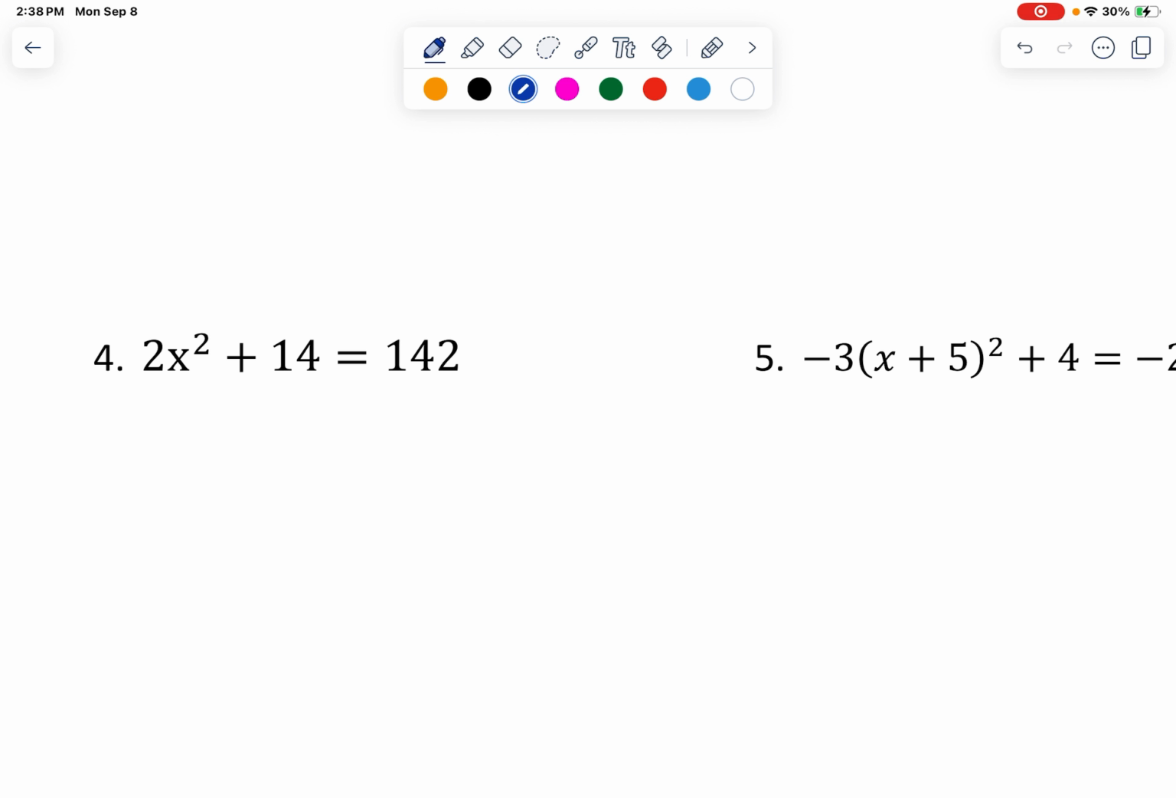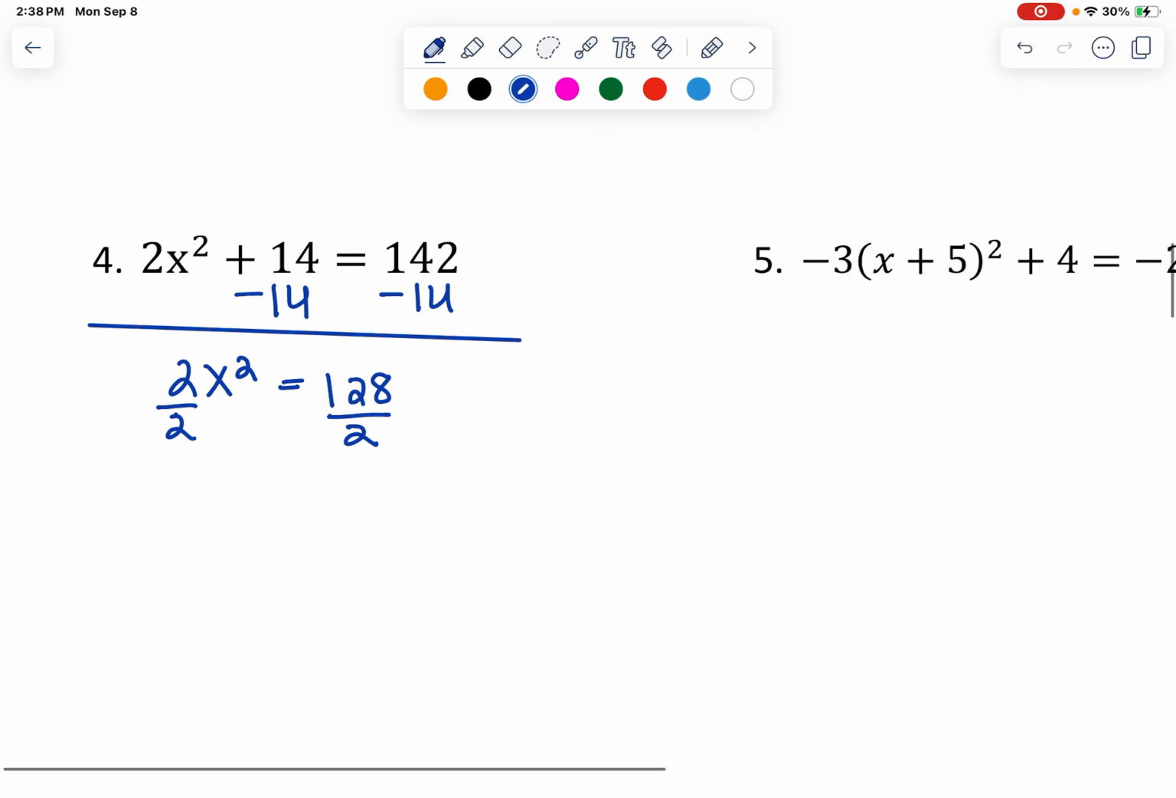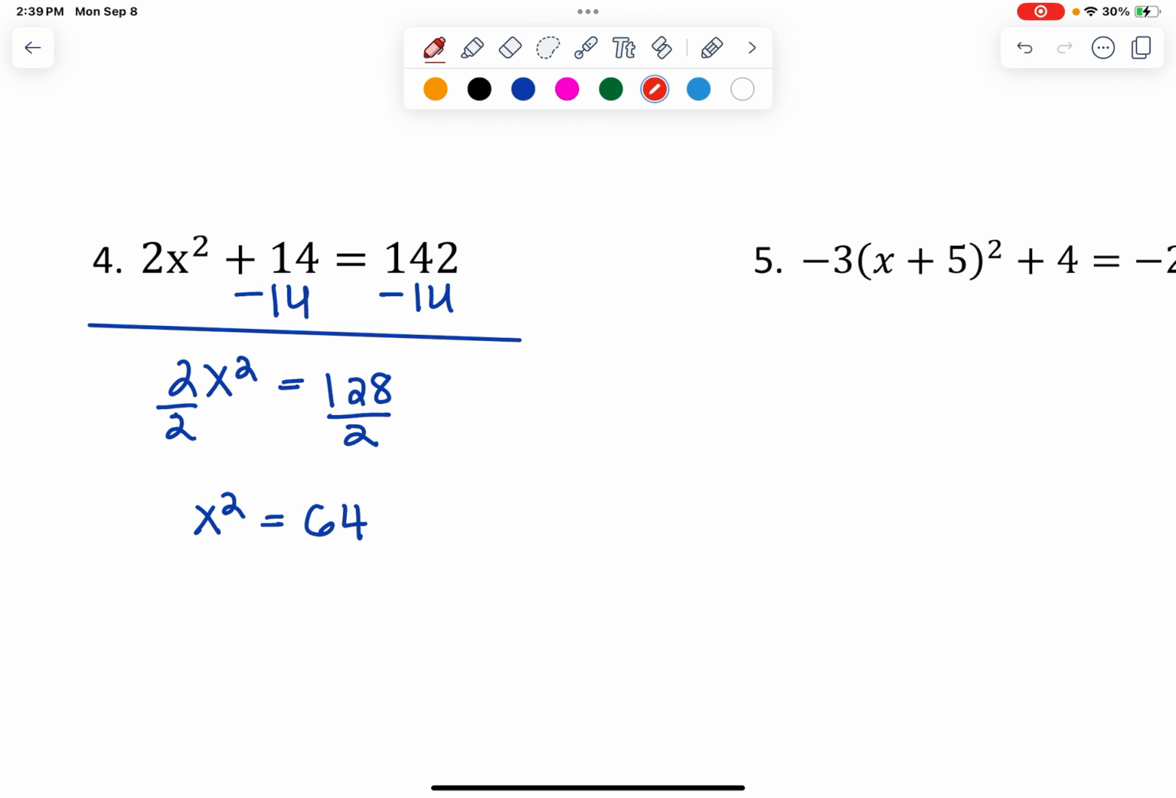This one right here, I only see an x squared, so I'm going to solve by square rooting. I'm going to get x squared by itself first. Subtract 14 from both sides. 2x squared is equal to 128. All right, now I can divide both sides by 2. Can't square root yet, right? So we have x squared is equal to 64. 2 goes into 12 6 times, 2 goes into 8 4 times. And now I can finally square root to solve.